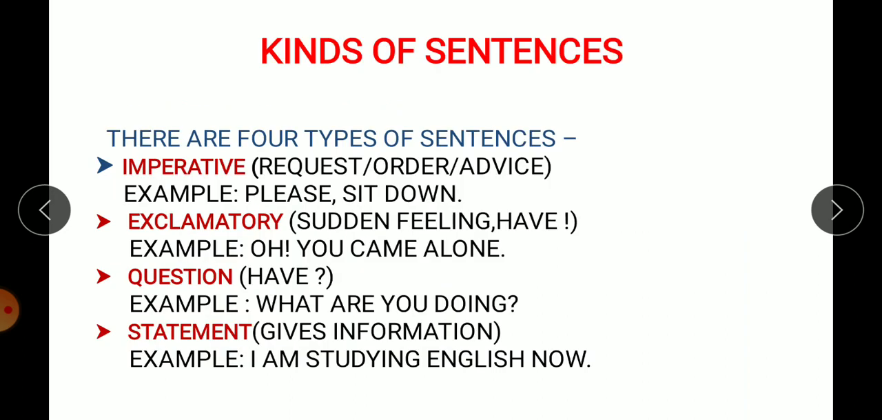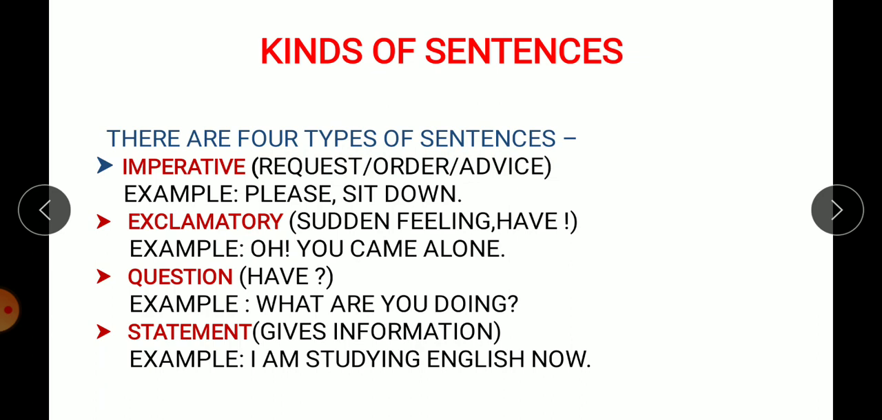Now next topic is kinds of sentences. Now children, in class 4 you have already learned about 4 types of sentences: imperative, exclamatory, question and statement. Now imperative sentences are the sentences that shows request, order और advice. जब हम किसी को कुछ चीज़ के लिए request करते हैं, order देते हैं या कुछ सलाह देते हैं, advice देते हैं, then we use imperative sentences like please sit down.